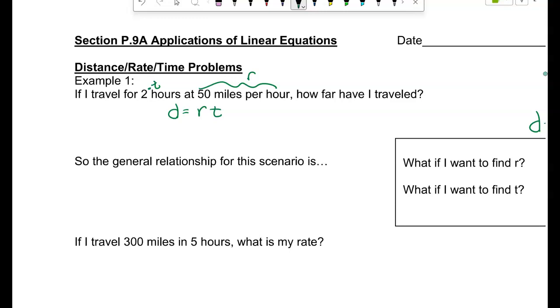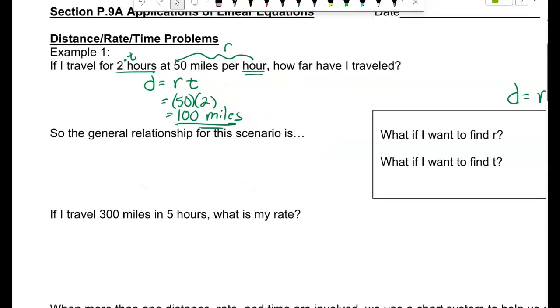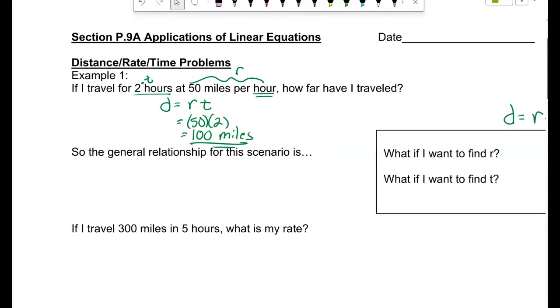Now, one thing you double check is my time and my per hours, do those match? Because if not, do you have to convert them? Yes. So they match this time. So we just plug it in. Our rate is 50. Our time is 2. How far did I end up traveling? And we label because we got to make sure people know. Now, you don't really abbreviate miles. It's one of those that's close enough with the other stuff. It doesn't take that long to write it out.